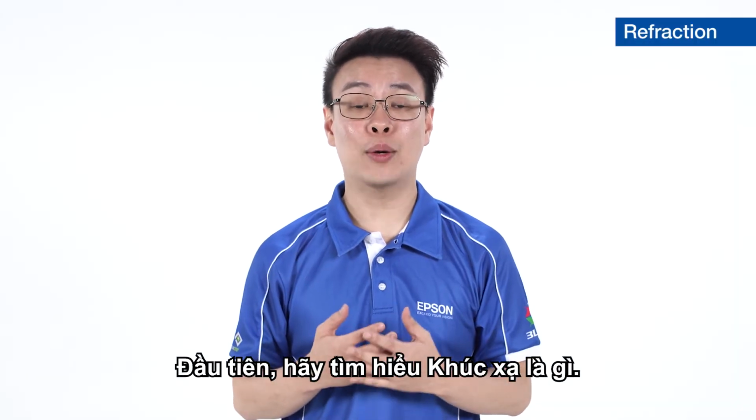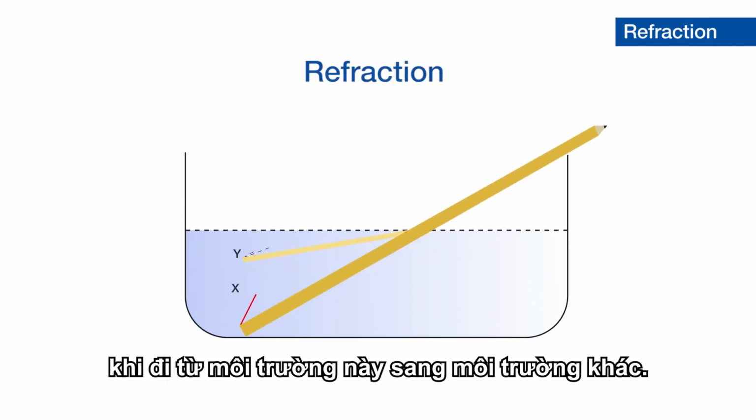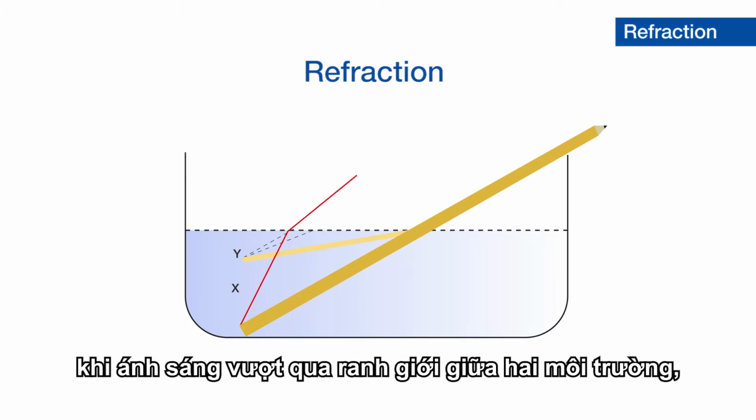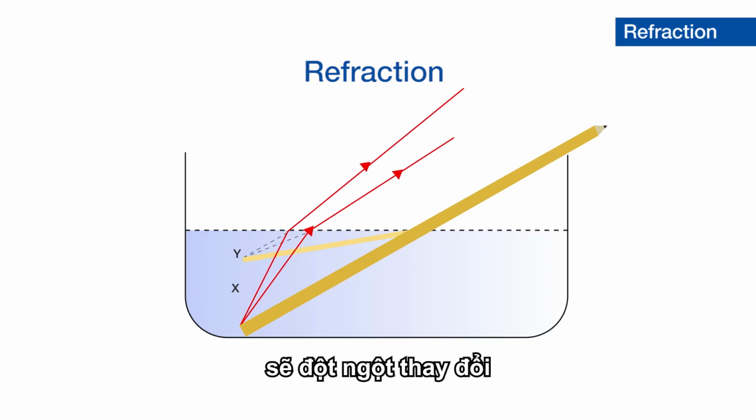Firstly, let's understand what refraction is. Refraction refers to the bending of light. Light will bend when it passes from one medium to another, that is, when light crosses the boundary between the two mediums. The direction in which light is moving undergoes a sudden change and the path is bent.